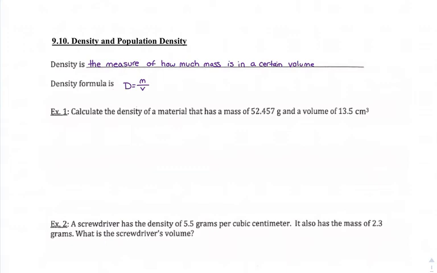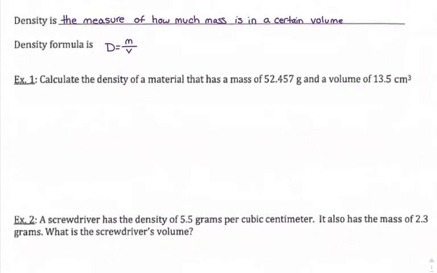9.10 is about density and population density. Now, a lot of you are taking chemistry, so this could be a review for you. Density is the measure of how much mass is in a certain volume. Your density formula is D equals mass over volume. Remember, it kind of looks like a broken heart. So, remember M over V.